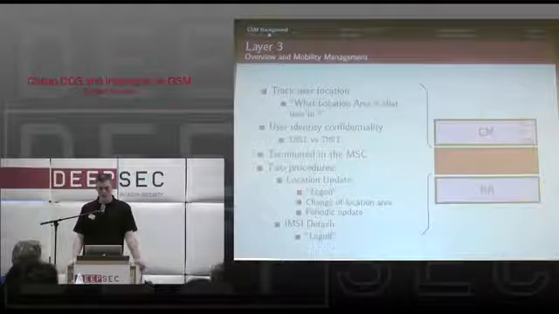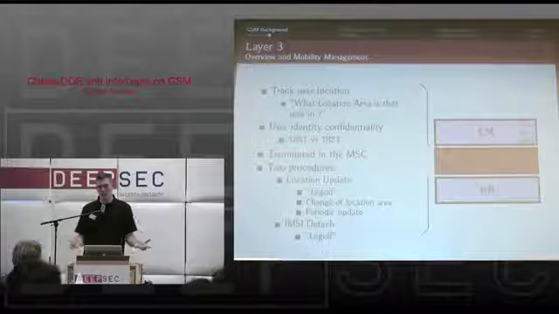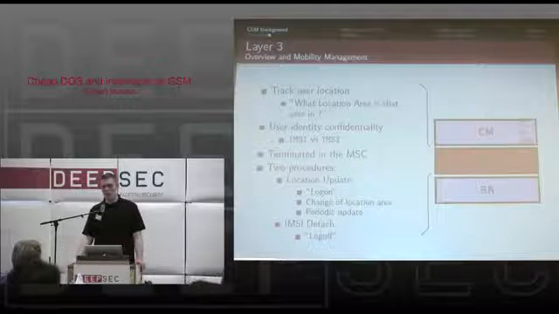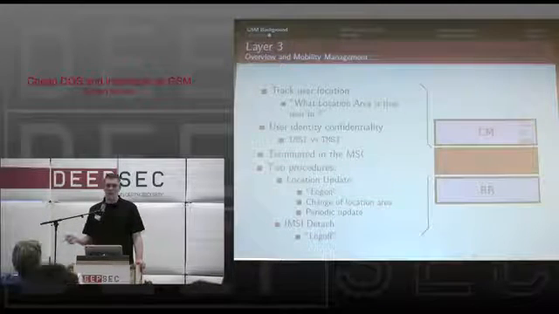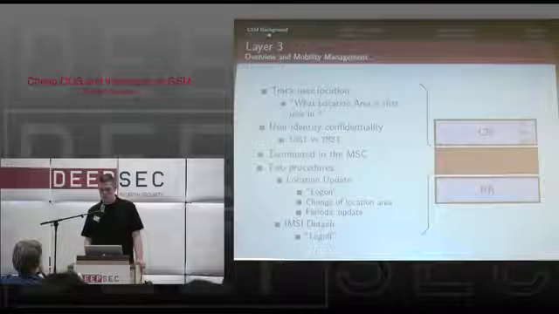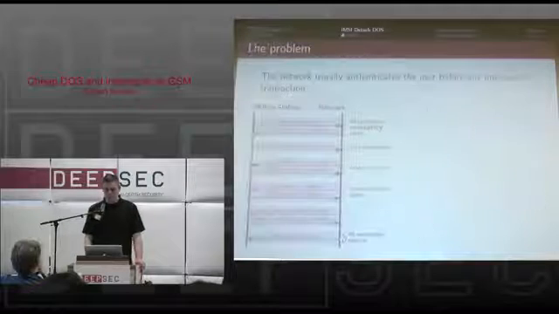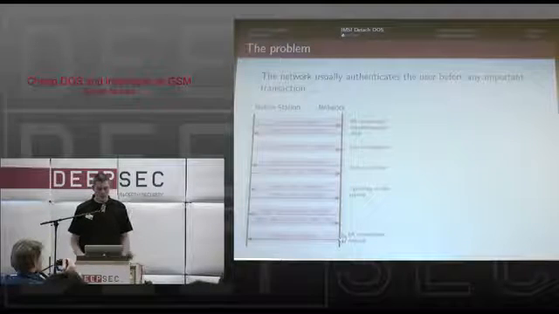The other procedure is IMSI detach, and that's basically the log off from the network, saying to the network, I'm turning off my phone, don't try to contact me anymore. Okay, so the denial of service itself.